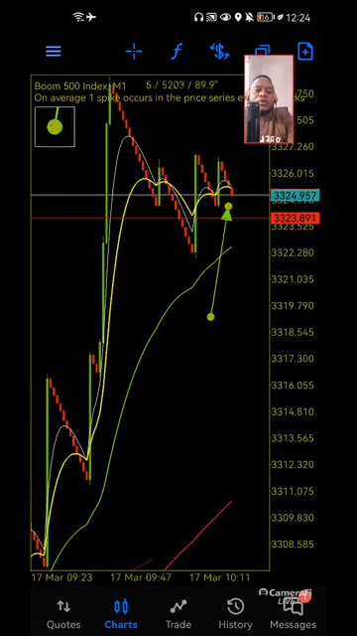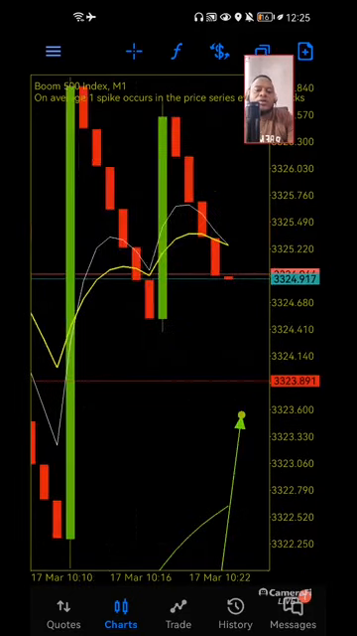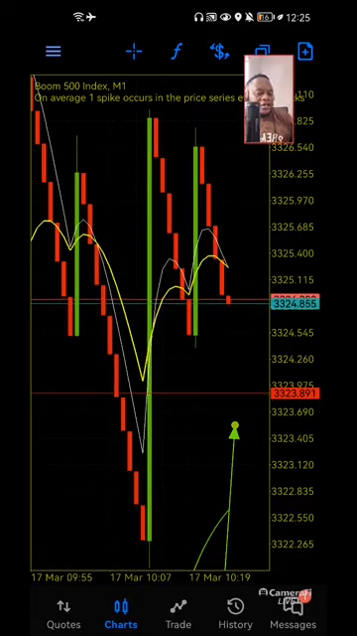Oh yeah, I can hold my arrow like this now. If I zoom. But Boom 500, it's a clean buy. You buy there, you are waiting for a spike. I just want us to go back and check what I was talking about.